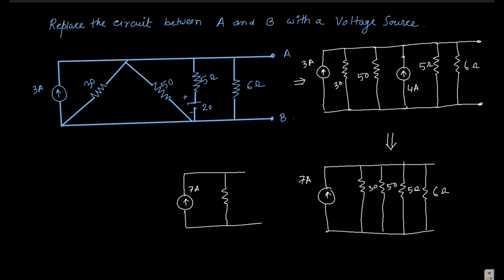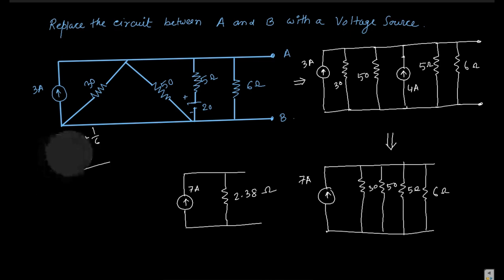What is the value? 1.43, sir. No. If 30 is parallel to 50, and 5 is parallel to 6, then 1 by 30 plus 1 by 50 plus 1 by 5 plus 1 by 6. It is 2.38 ohm. Okay.